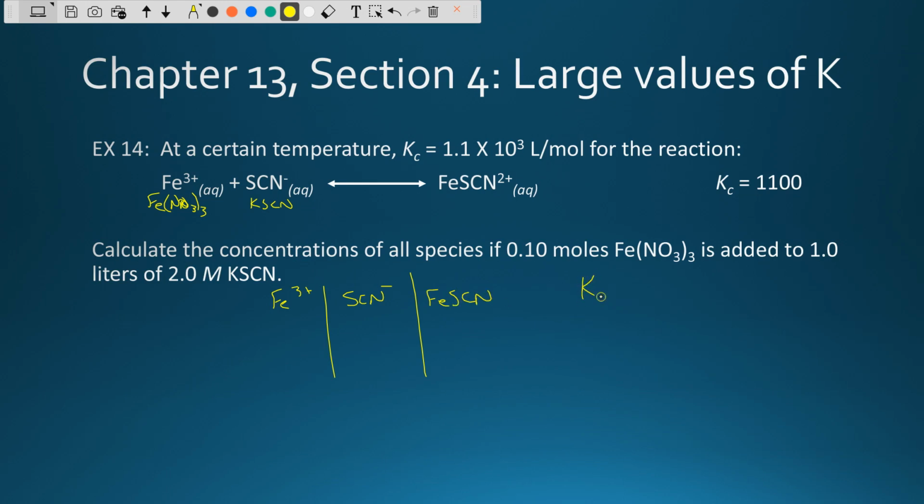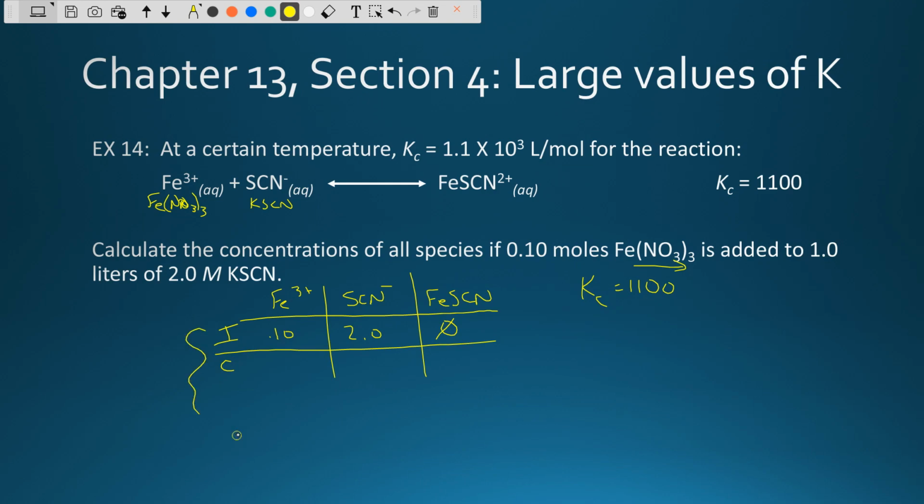My Kc value is 1,100. So this is very large. We know the reaction is going to be going this way to begin with, at least. Okay, so let's plug in my values. We have the liters and we have the molar, and we're good to go with everything in here. This ends up being 0.10. This ends up being 2.0, and there's nothing in the bucket to start with.